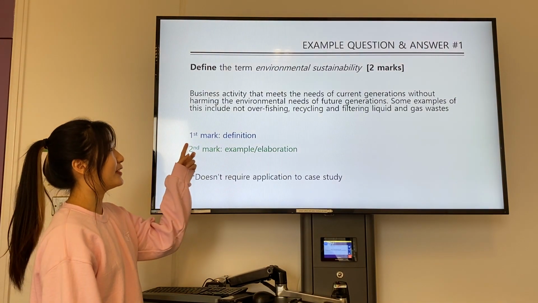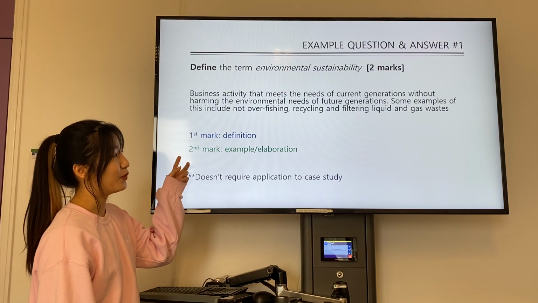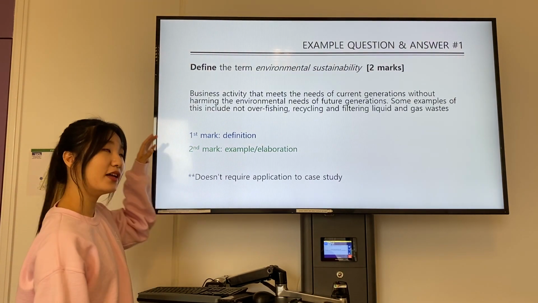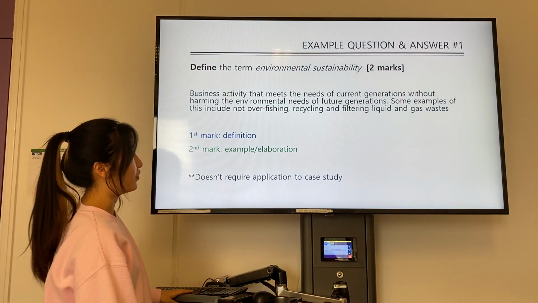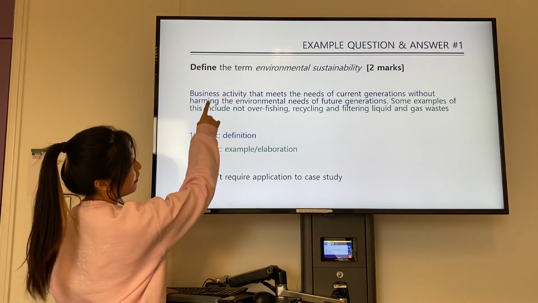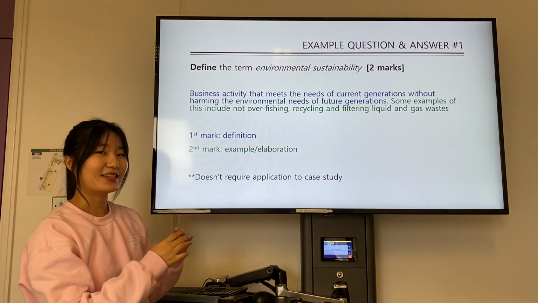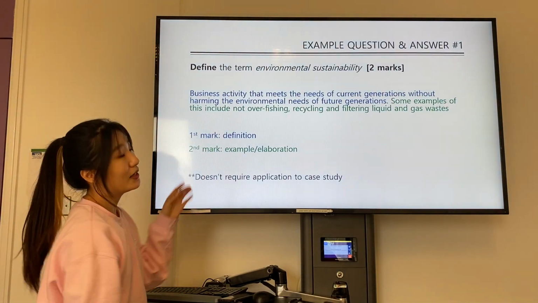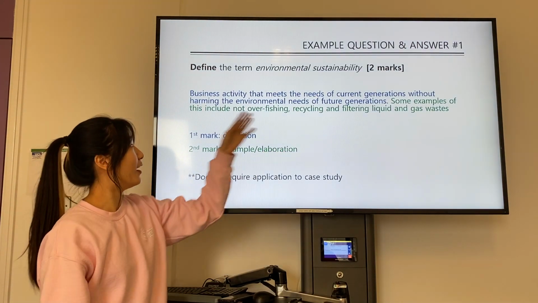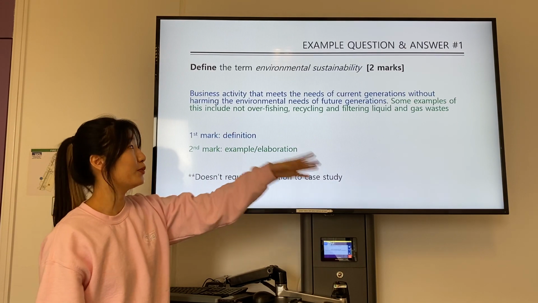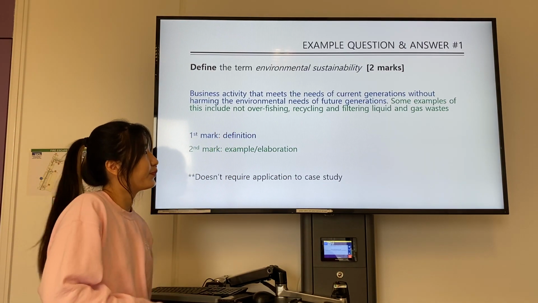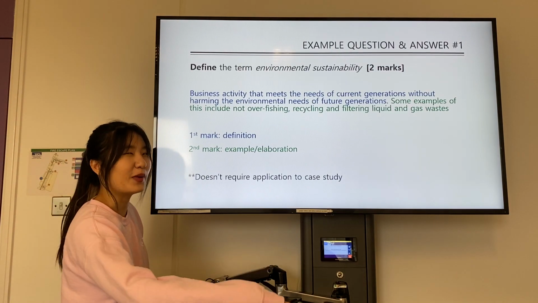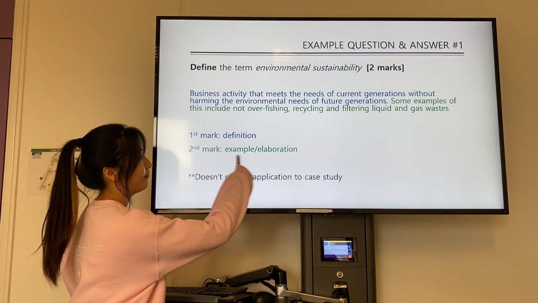So the first mark is given for the definition, second mark for example and elaboration. In this answer, business activity that meets the current needs of generations, the first bit in blue, is the definition mark. Some examples may include is a signposting that tells you that you're going to write about your second mark.